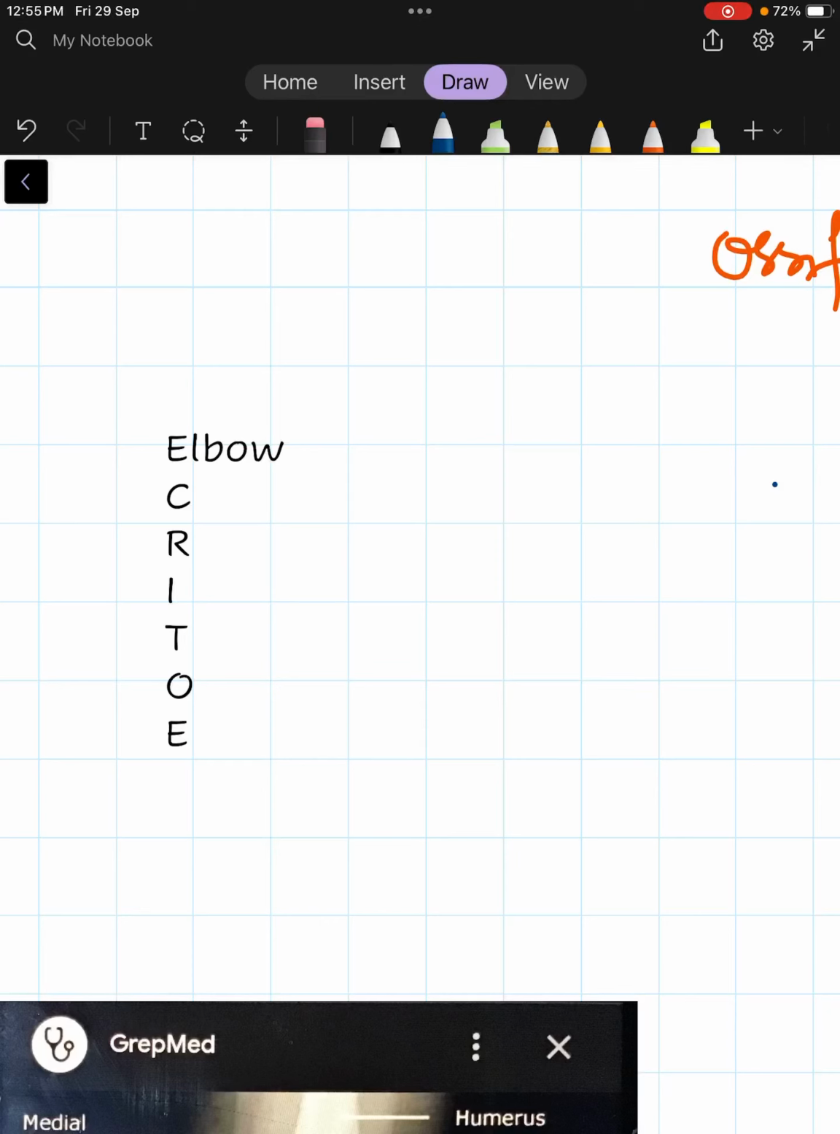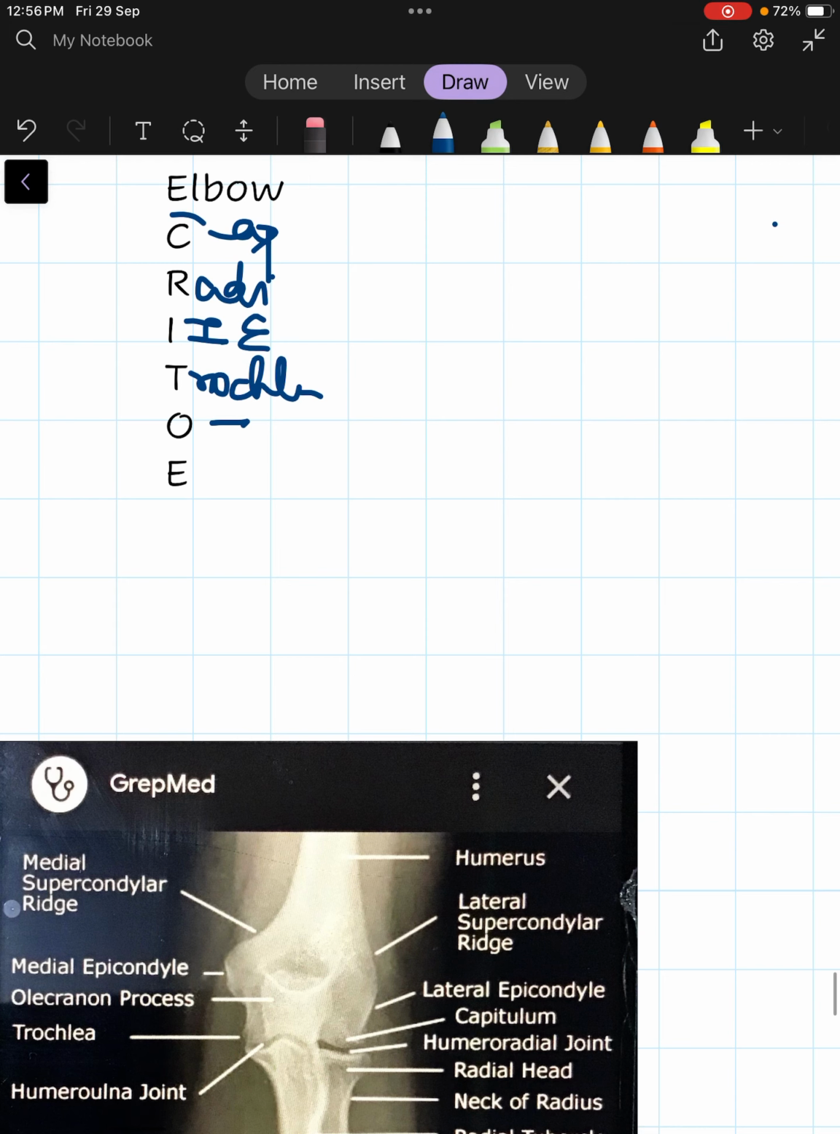Ossifications: at what age it will occur around the wrist, elbow, sternum, and skull sutures will be discussed. Elbow, we know the famous mnemonic CRITOE. It is capitulum, radial head, internal epicondyle, trochlea, olecranon, and external epicondyle.